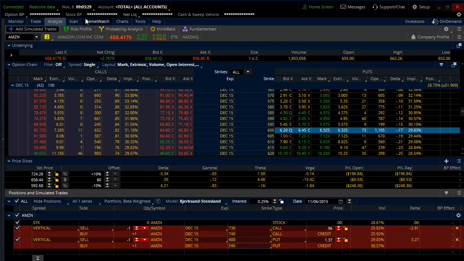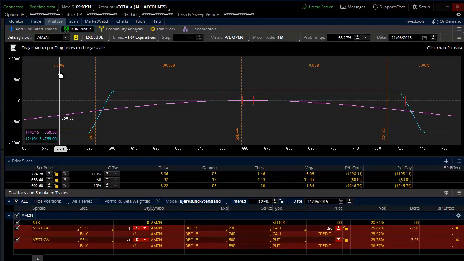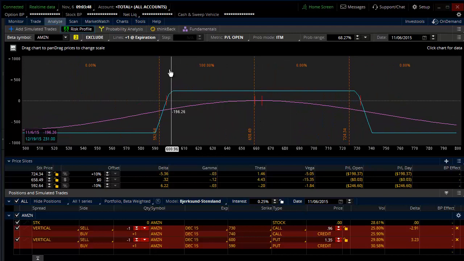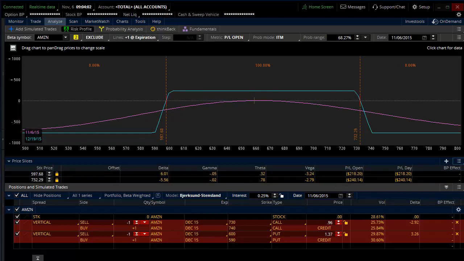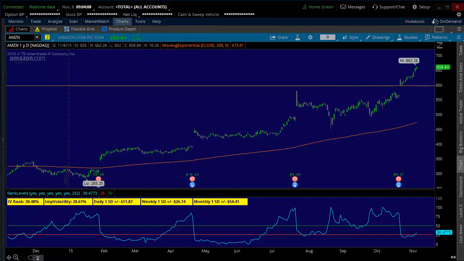So you'll see I've taken in credit. I know what my risk is. I would not put this trade on in a $10,000 account because it's too much, but you'll notice for $769 of absolute true maximum risk, I've got the potential to make $231. And if Amazon stays between, let's just go ahead and set slices to break even at expiration, between 597.68 and 732.29, and we'll actually set slices to charts right here.